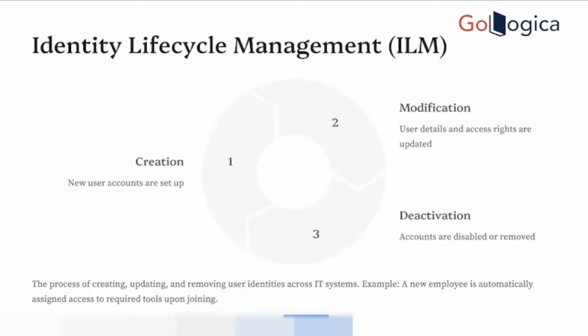So it means the process of creating, updating, and removing your identities across your IT systems, like an employee who is automatically assigned access to required tools upon joining. Required tools means at the time of joining he gets some tools, like email accounts already created for him. Correct? He is authenticating in certain areas, access is going to be created for him, and an employee ID has been created for him. So these are part of the life cycle of this identity. Okay, so that comes under life cycle management.